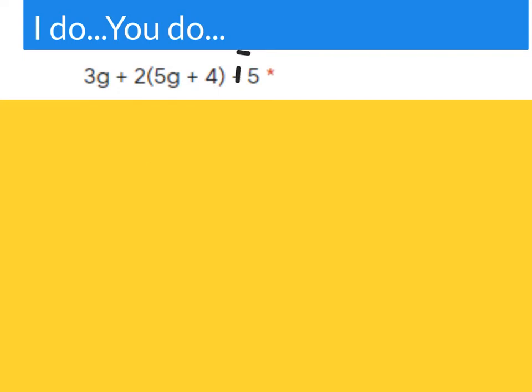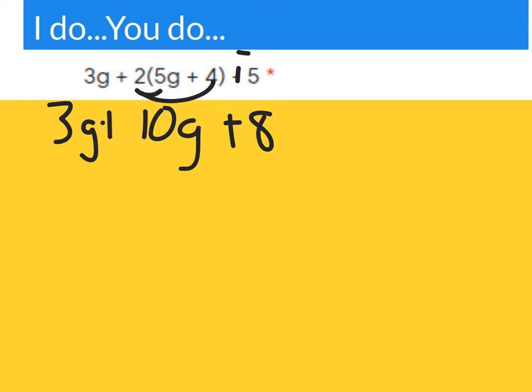Again, leave, change, opposite, distributive property. So let me do that. Bust these guys out of jail. They become a 10G and an 8. Still have a 3G over here and a negative 5. Should be able to see what goes together.